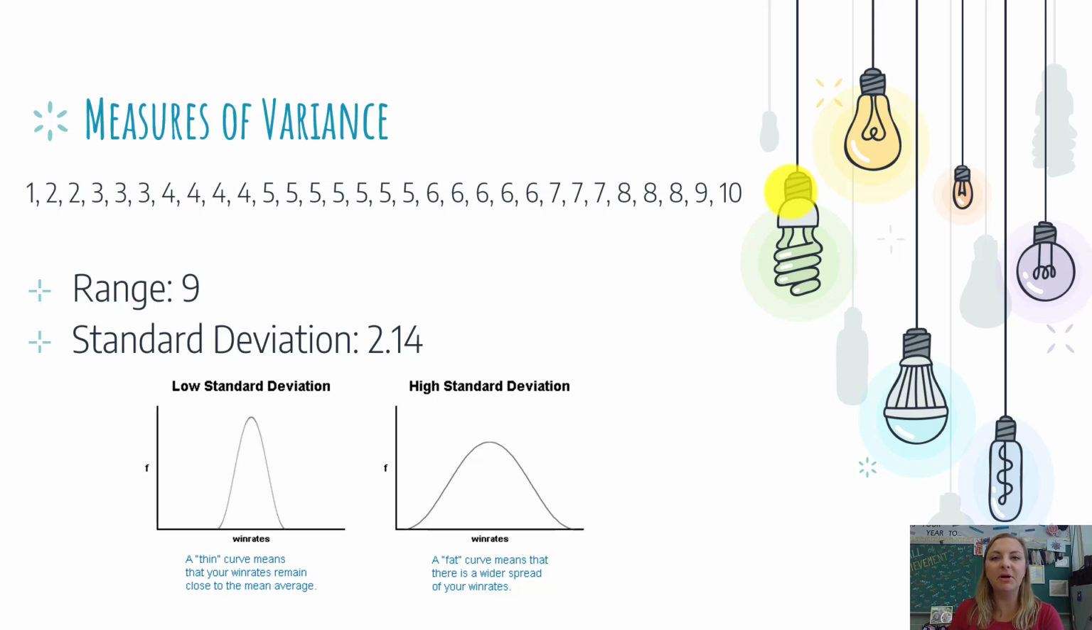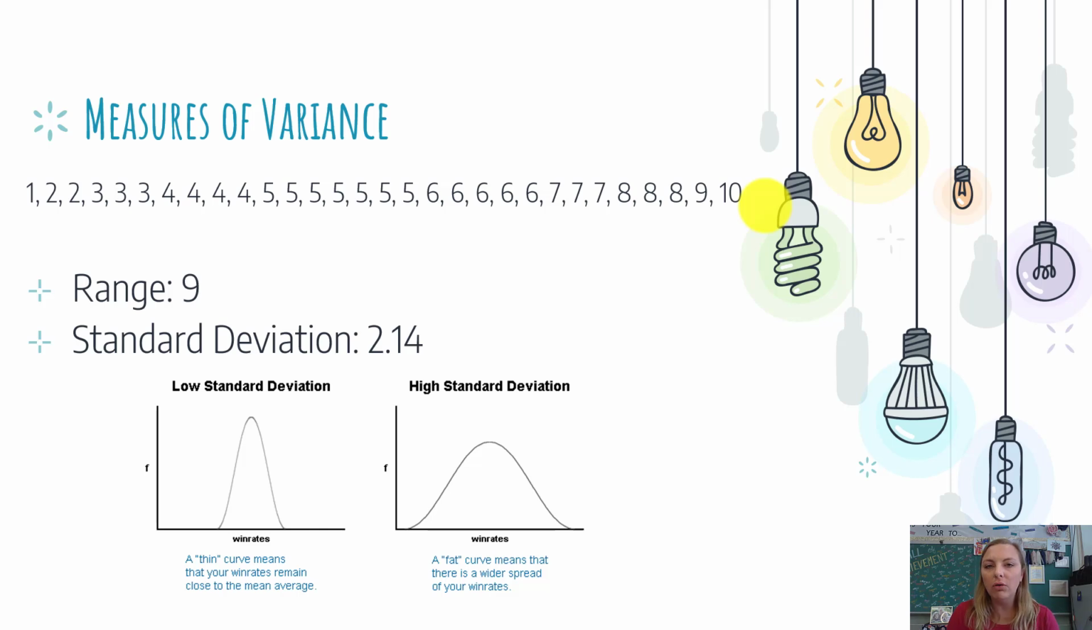This is our highest number, 10, minus our lowest number, 1. So our range is 9. That means that our data is 9 points spread out. Our standard deviation is 2.14. While you won't actually have to calculate our range and our standard deviation on the AP exam, you will be required to understand what they mean.